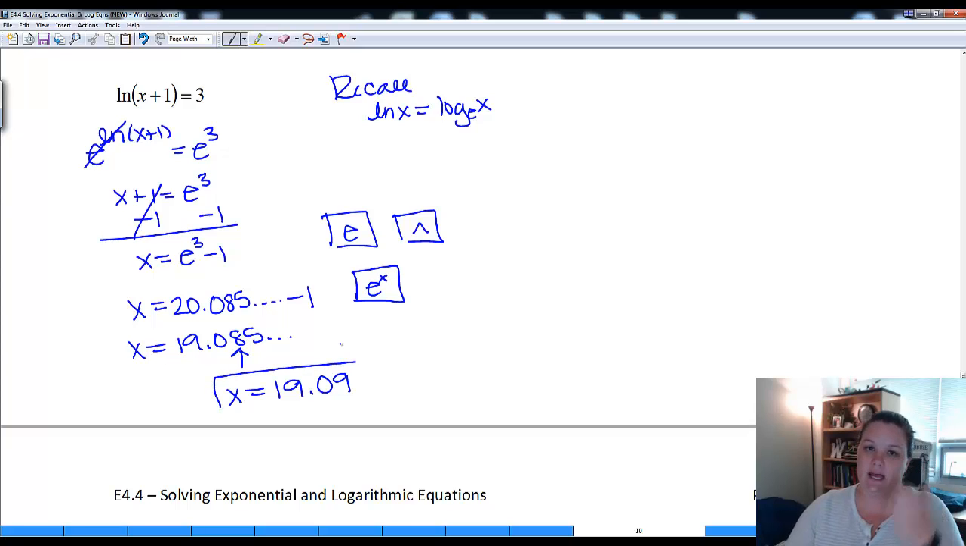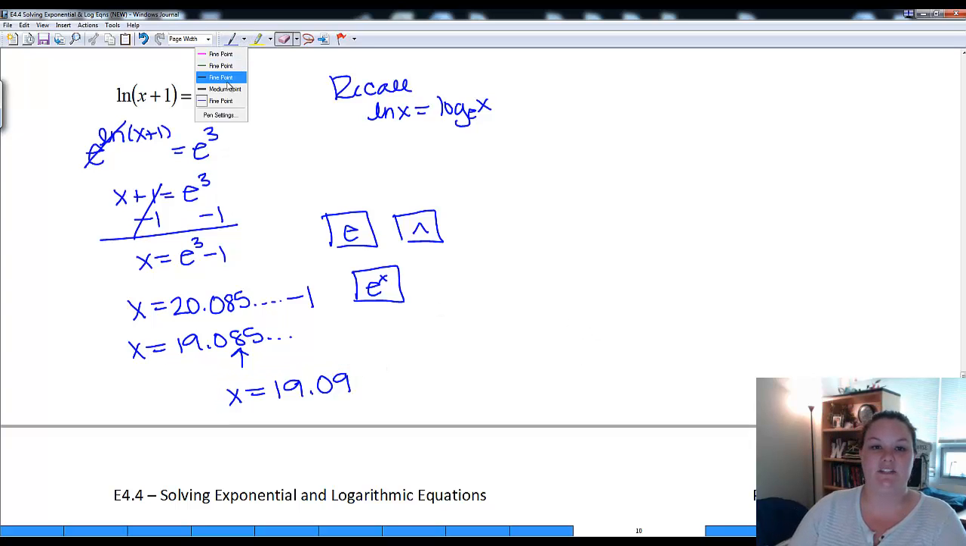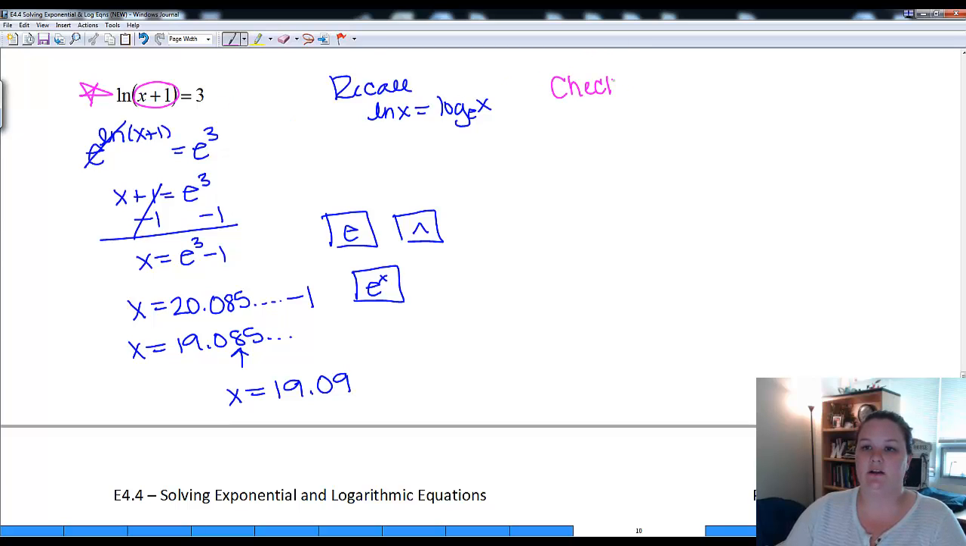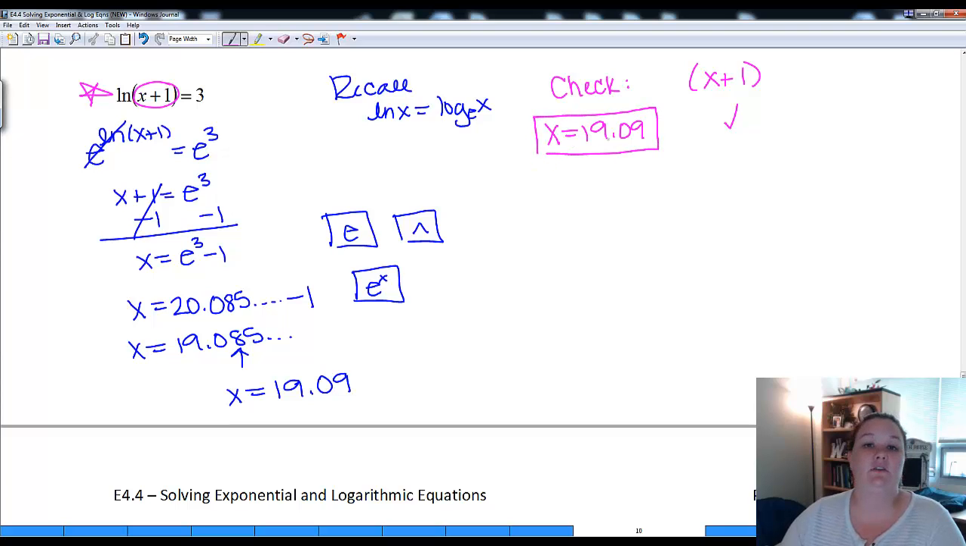Whoops, I can't circle it yet. You almost let me get away with it. I can't circle it because I haven't checked my solution. I do have to check because this is inside a log value. Okay, so I'm going to go ahead and write over here. I'm going to check x plus 1, and I'm checking 19.09 as my solution. If I plug that in and add 1 to it, I'm going to get 20.09, which is neither negative nor 0. So we're good.